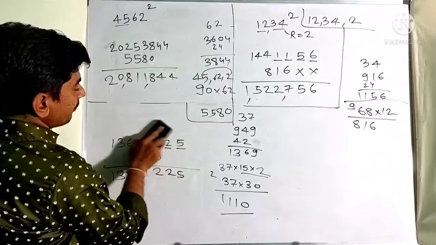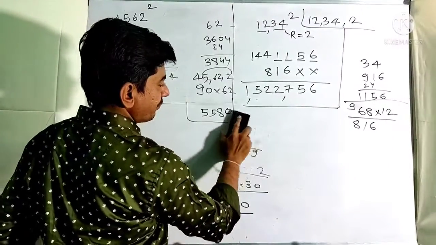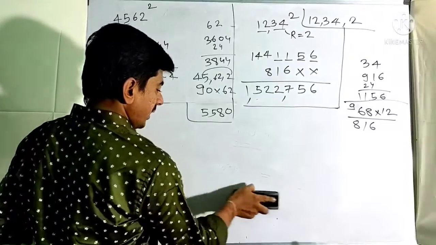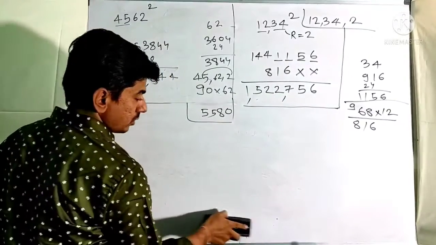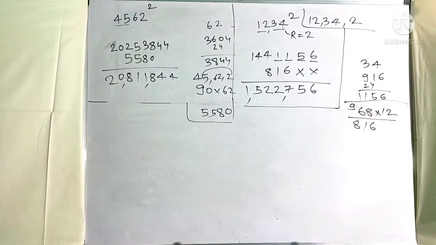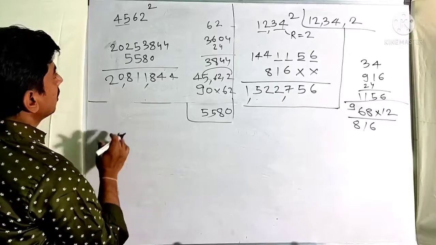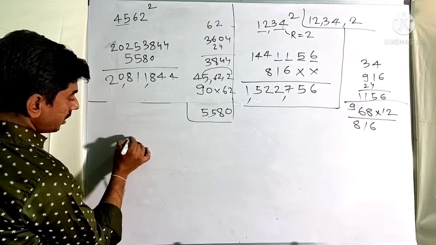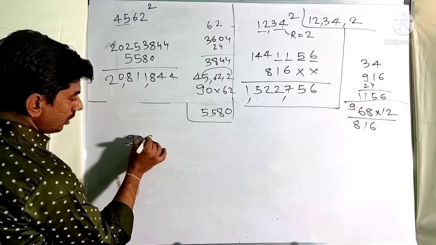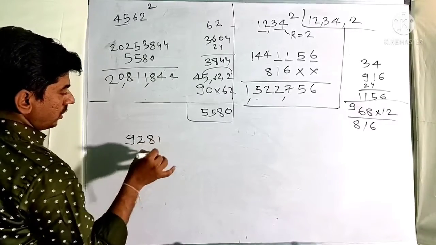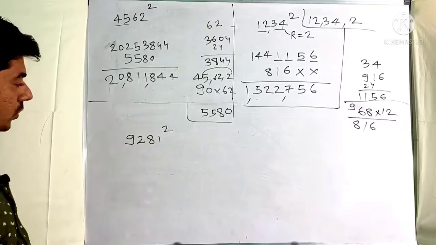Let's take another example. This will be the last example. After this, we will be seeing some specific shortcuts of squares. Now let us take a bigger number starting with 9, 2, 8, 1. Okay, the square of this we need to find out.